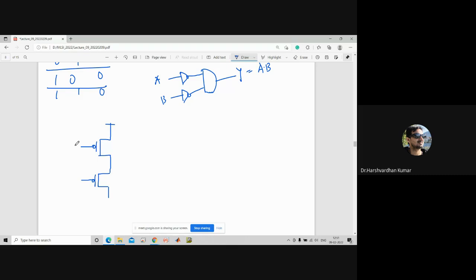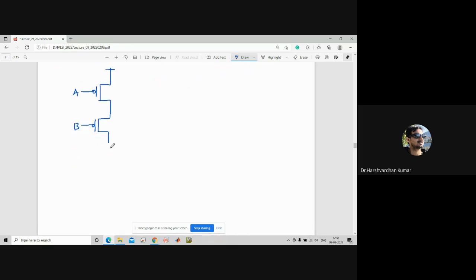Okay, so let us say this is A, B, and here you are getting the output. So now the pull down transistors will be made up of a parallel combination using NMOS.